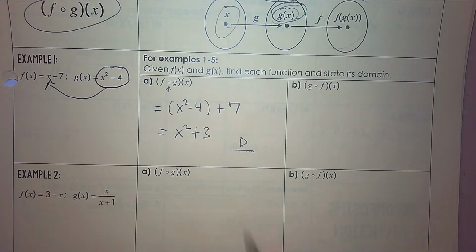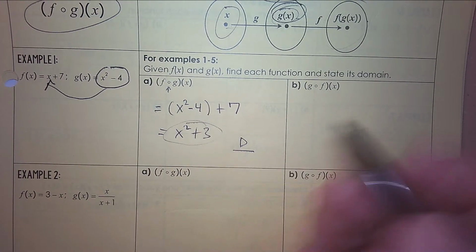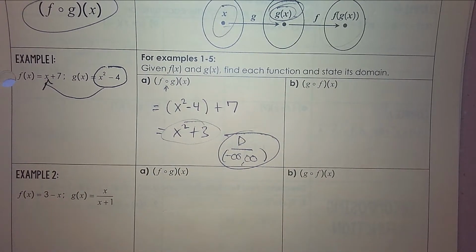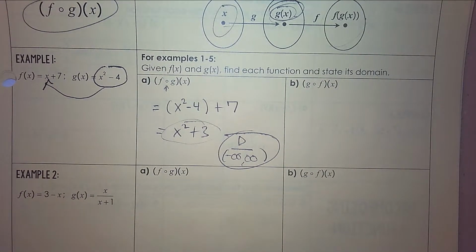I want to look, what do we have here? They're polynomials. Are there any restrictions at all? So what's the answer? All real numbers.